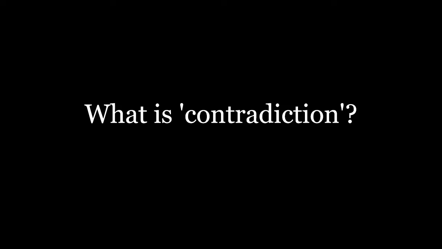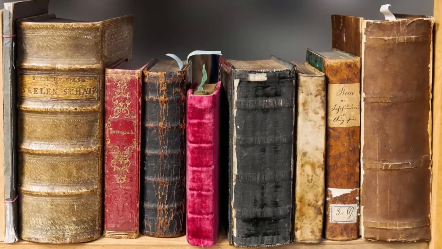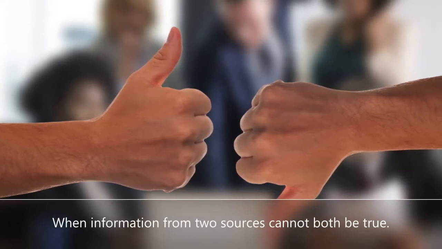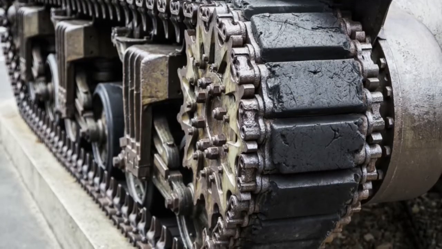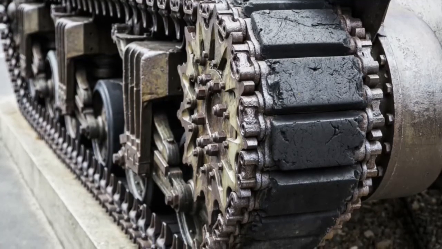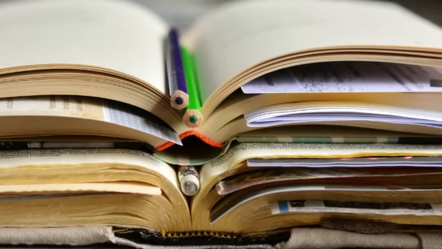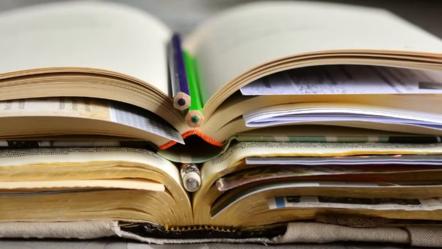What is contradiction? Contradiction is the ability to compare two separate sources and find information that differs between them. Contradiction is when things said by the two sources cannot both be true. One has to be wrong. For example, if one source said that Germany won World War I and another source said that Britain won World War I, they clearly cannot both be right. One of the sources has to be wrong. This is a point of contradiction.